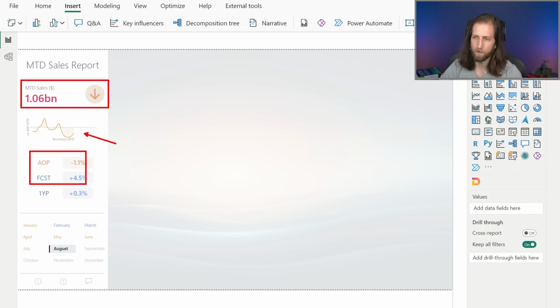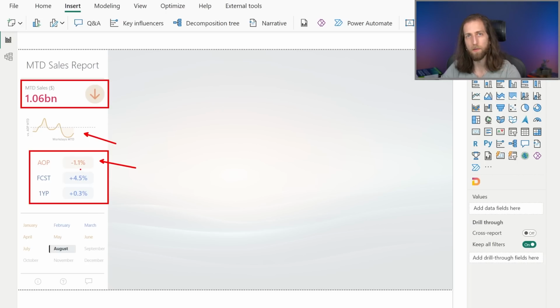And we could even show at a very high level, although this is admittedly pushing it, comparison to multiple targets, so that very quickly users can see and understand that we might be behind with our AOP. However, we are managing to make our forecast and we are still able to grow compared to last year.